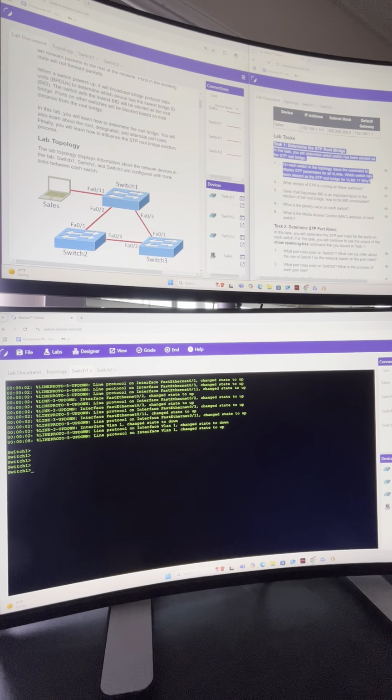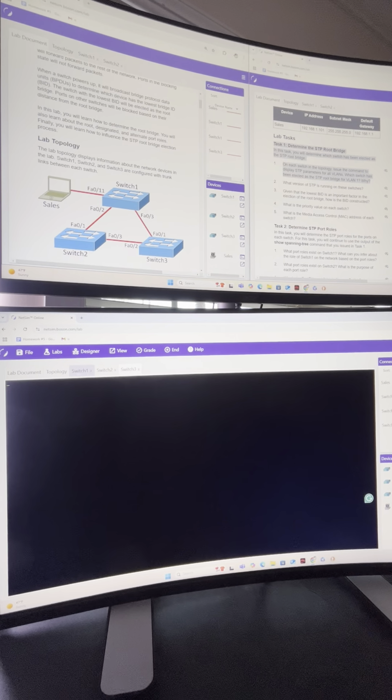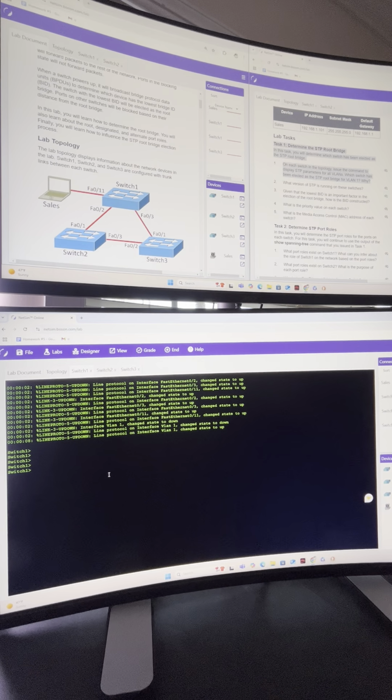Determine the STP root bridge. It says in this task you will determine which switch has been elected as the STP root bridge. So number 1, it says on each switch in the topology, issue the command to display STP parameters for all VLANs. Which switch has been elected as the STP root bridge for VLAN 1 and why? All right, so let's bring up switch 3 as well, because it's not up. All right, so we have all 3 switches up. We're going to start on switch 1.